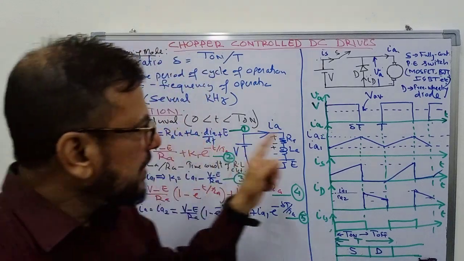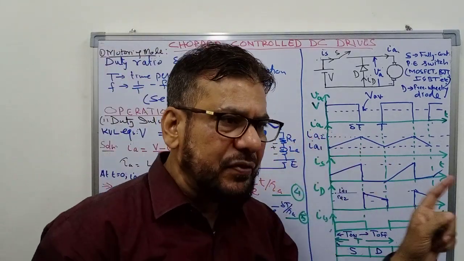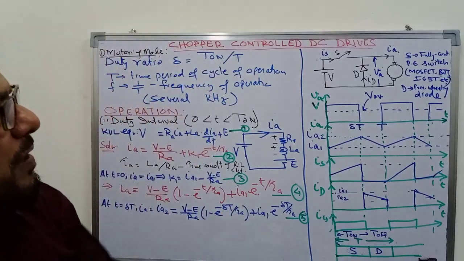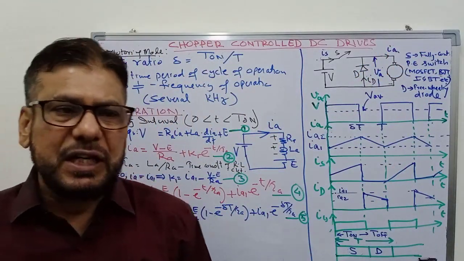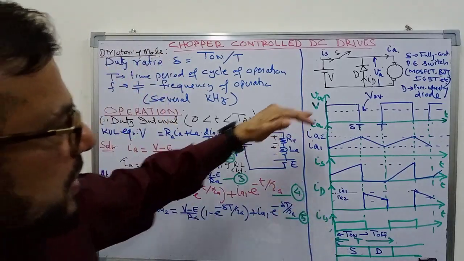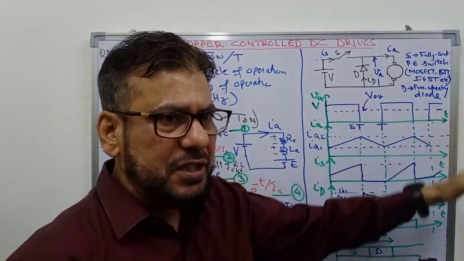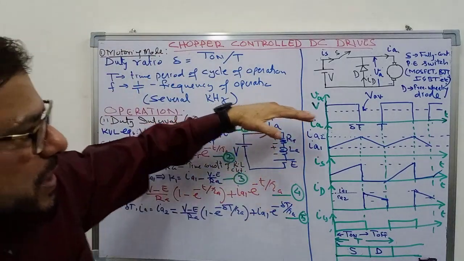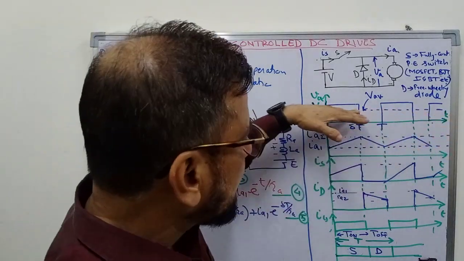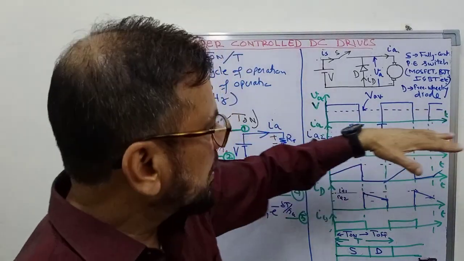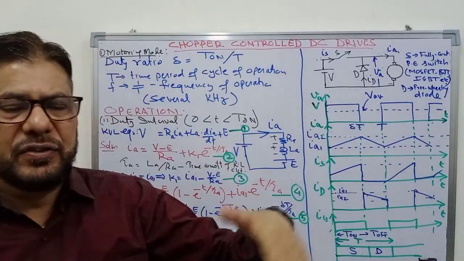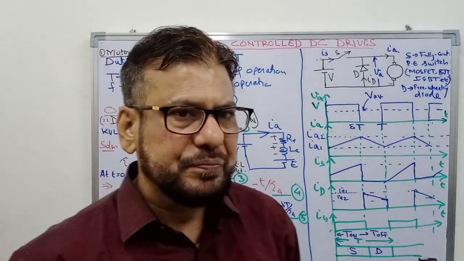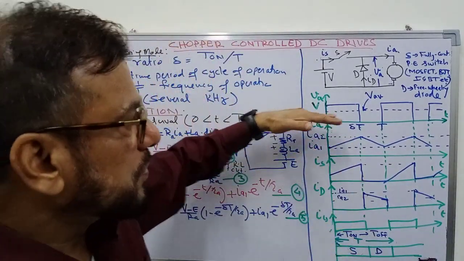And as I have said earlier, this is done at a very high frequency, and the motor, being a mechanical device having a large mechanical time constant, will not respond to this quickly changing voltage. It will rather respond to the average value of this voltage that I have shown here, V average. So it will respond to the average value of the voltage and attain a certain speed corresponding to this voltage.